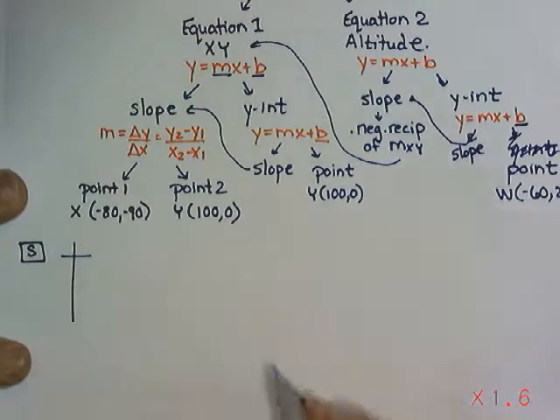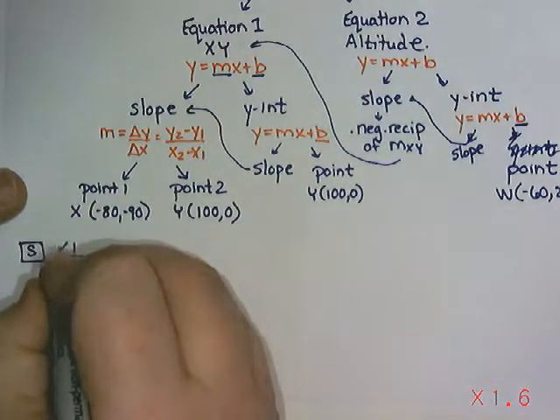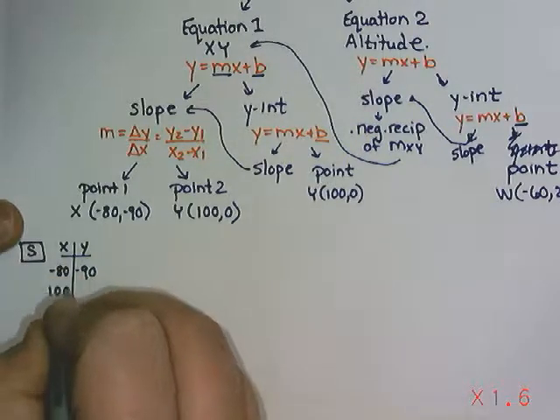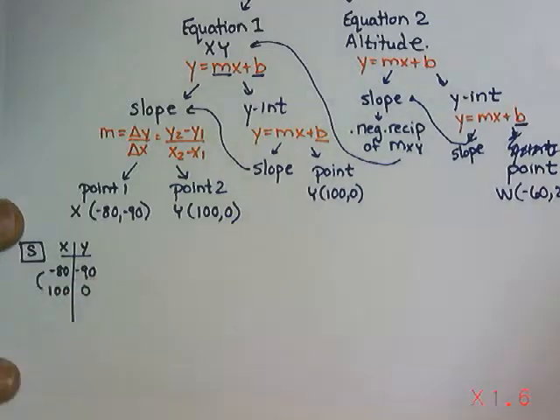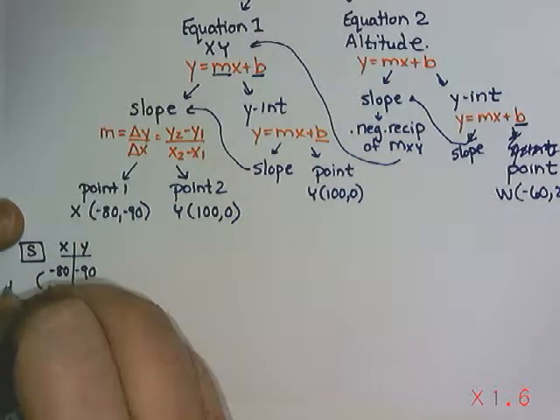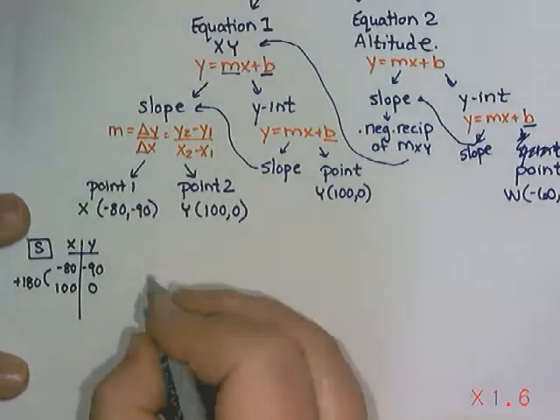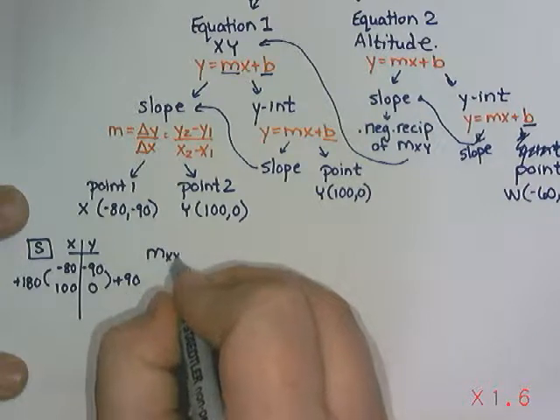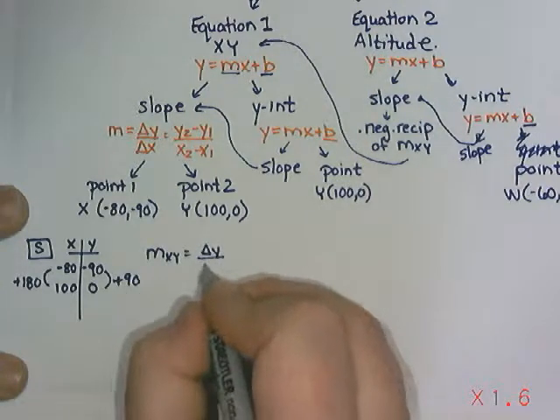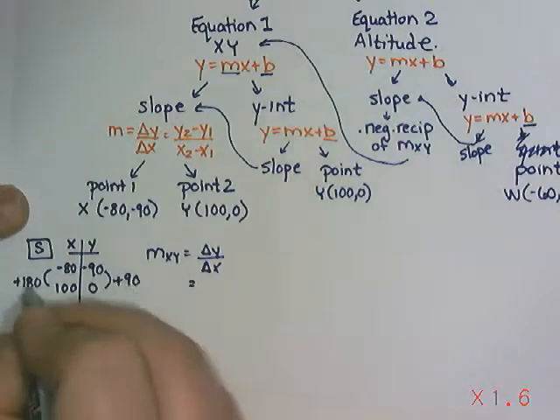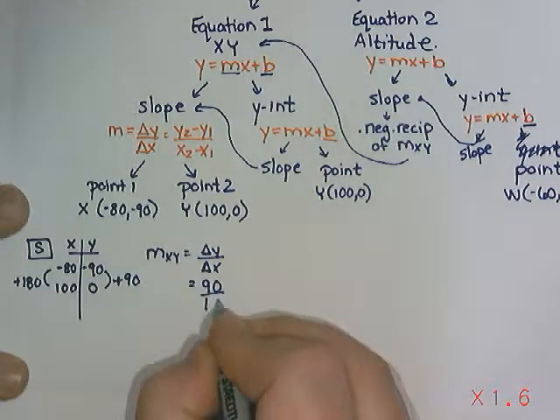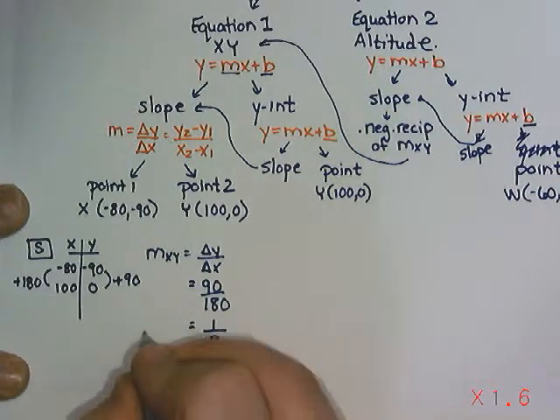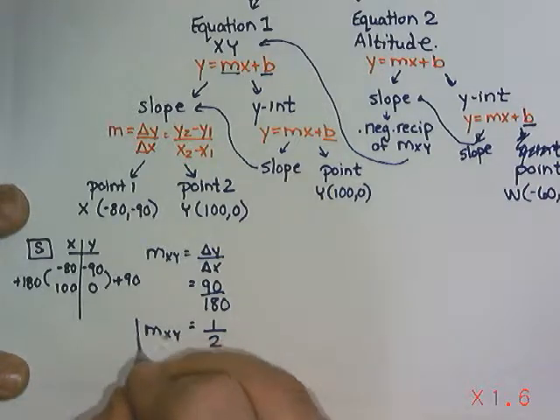So I like to do a table of values and find the differences. So we're going to do (-80, -90) and (100, 0). And then figure out how did I get from -80 to 100? We added 180. How do we get from -90 to 0? We added 90. So the slope of XY is delta y over delta x, or 90 over 180. I can divide both of those by 90 to get 1 over 2. So the slope of XY is 1 over 2.